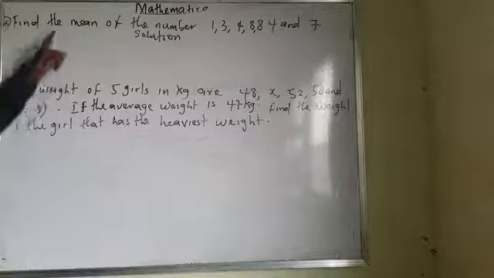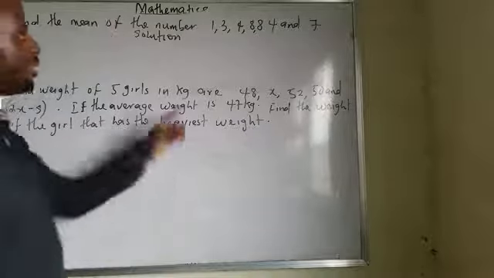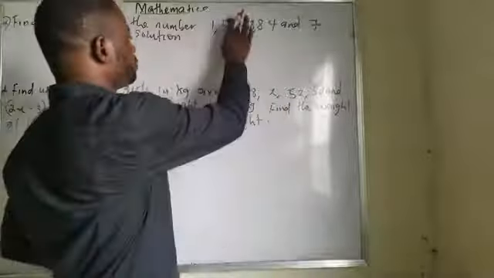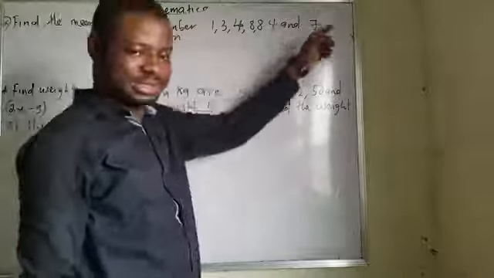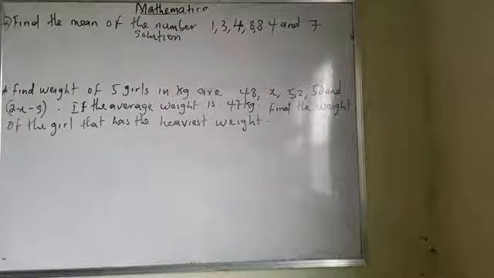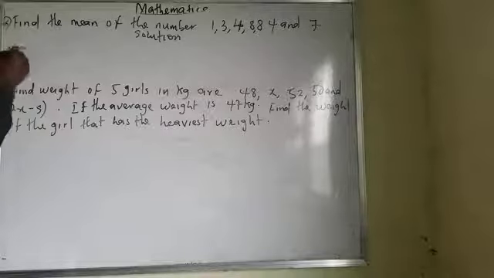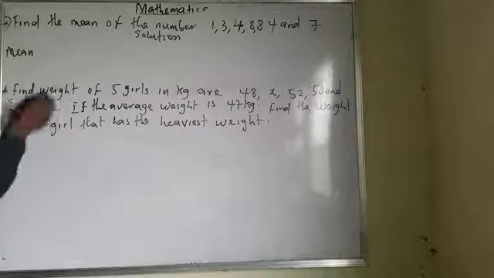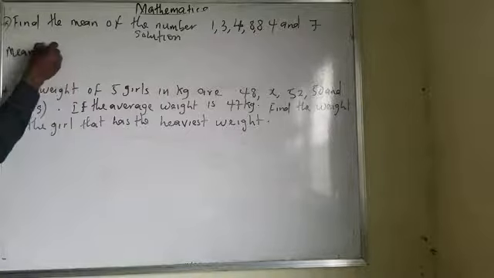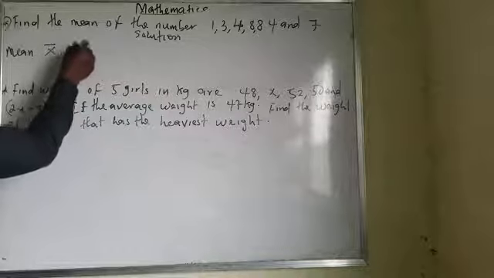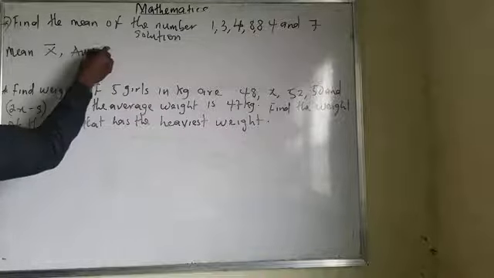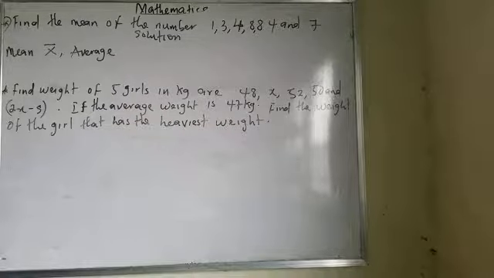Now, I have to find the mean of the numbers 1, 3, 4, 8, 8, 4, and 7. Okay, and how do I solve this problem? I need my mean. I can write my mean as x bar. I can write my mean as average. Don't forget, average. Any one that is convenient for you.